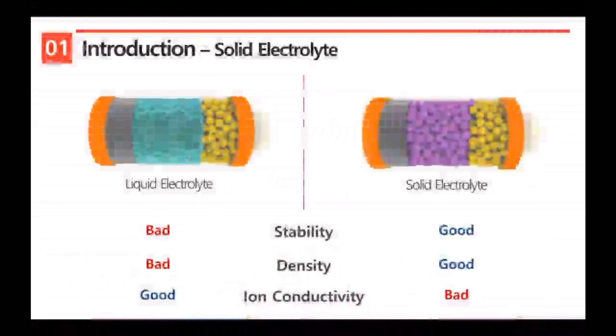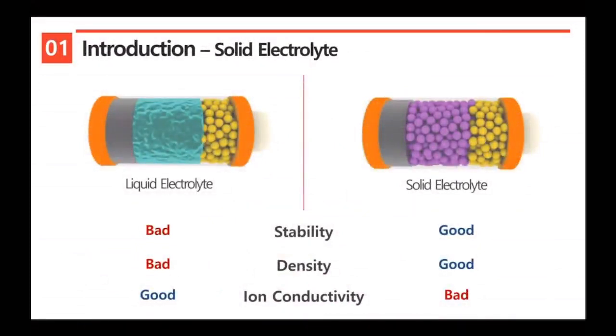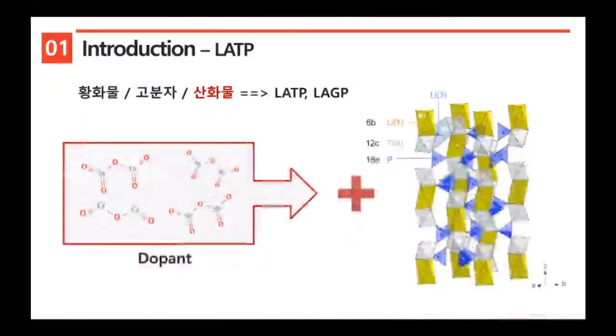One way to solve the safety problem of lithium-ion batteries is to develop electrolytes in a solid state. However, the ion conduction of solid electrolytes is significantly lower than liquid electrolytes, so the efficiency of the battery is poor. Therefore, we conducted research on increasing the ionic conductivity of oxide-based solid electrolytes.